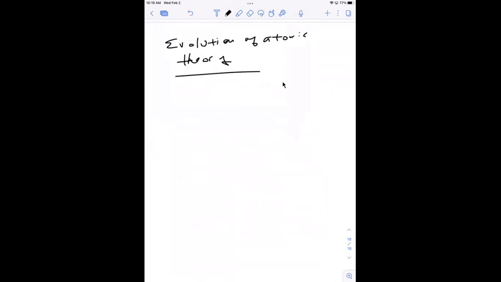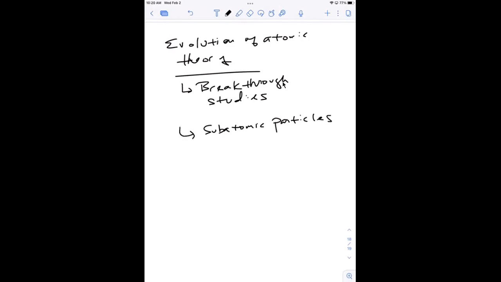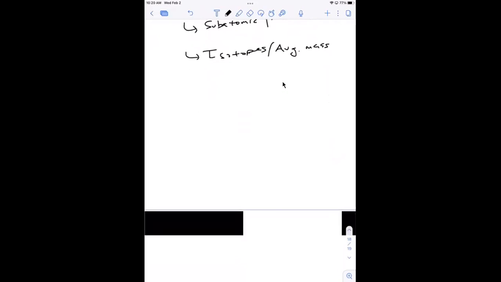Right. So there's some subtopics here that we're going to cover, and we're going to talk about some breakthrough moments, and those early results. And then we're going to start talking about the subatomic particles, and how those were discovered, and then isotopes. So for this section, it's isotopes and average mass. The particles that make up the atom, and then some really groundbreaking discoveries as far as atomic structure is concerned.